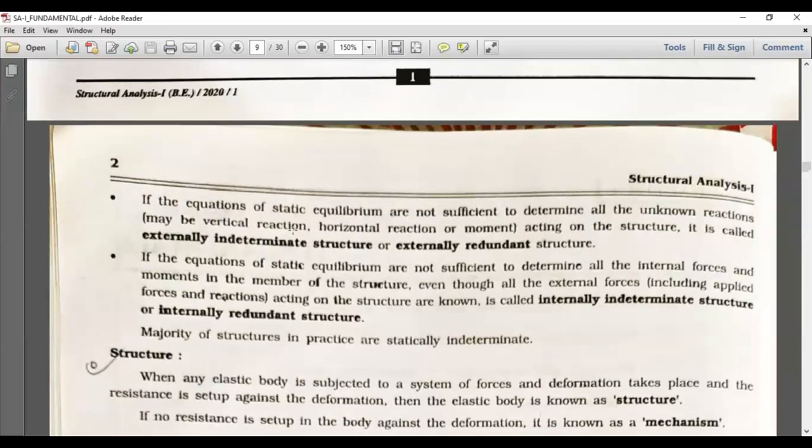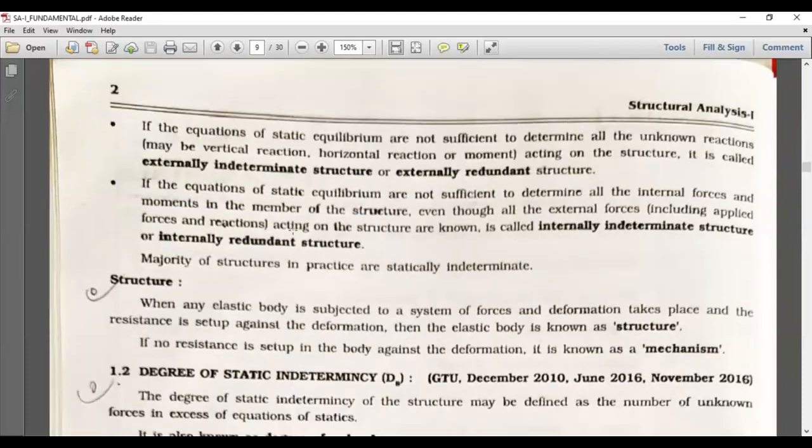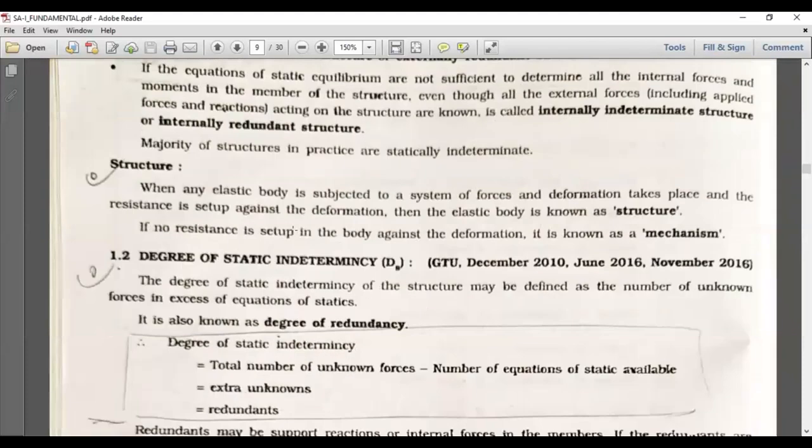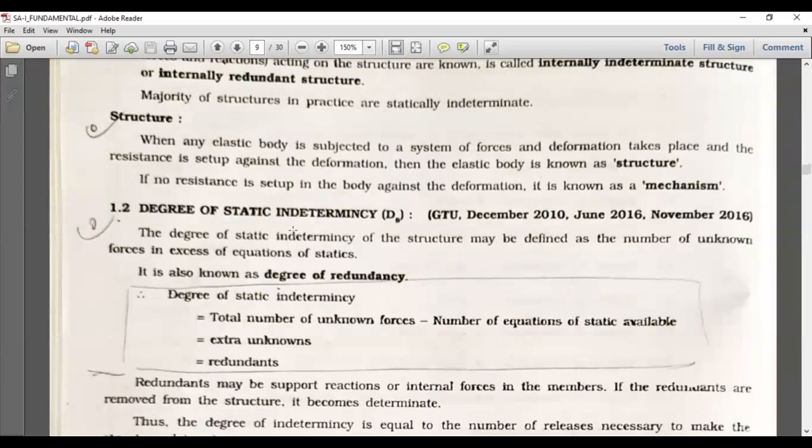There are two types of indeterminate or determinate structure: externally indeterminate structure or internally indeterminate structure. The structure for which we are not able to find inside forces but can find outside forces is internally indeterminate structure, and vice versa, externally indeterminate structure.